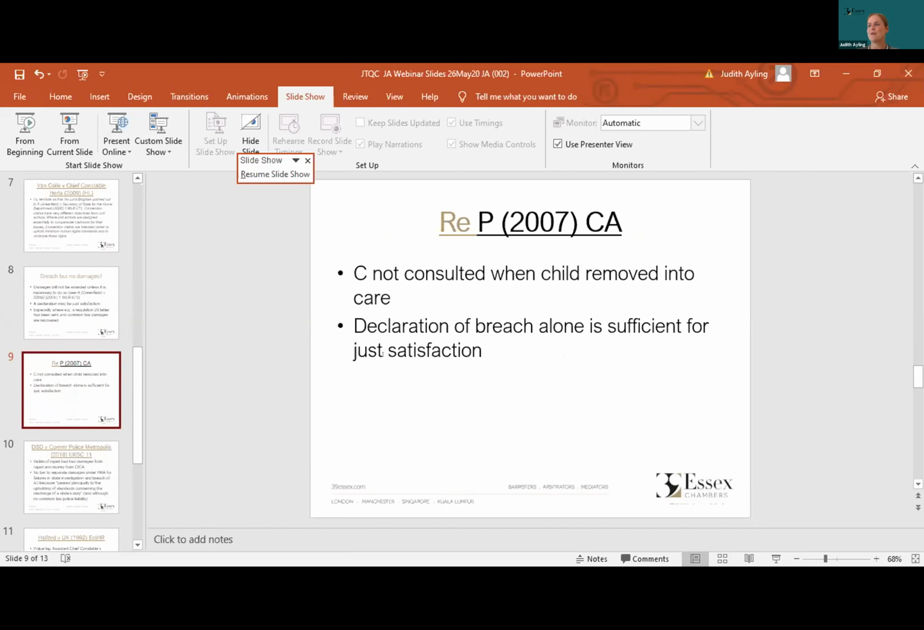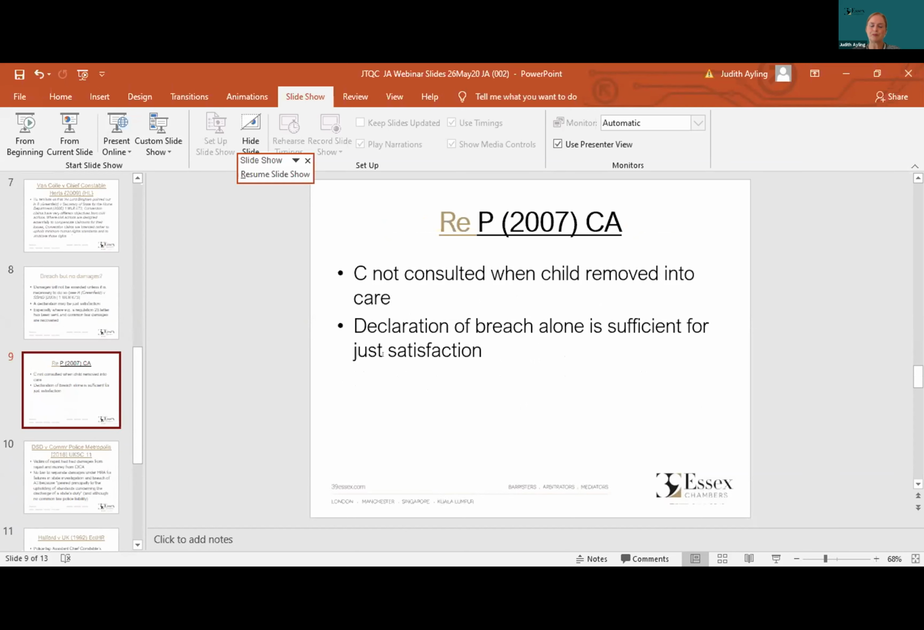Another example that I've given you is this 2007 case of Re P. So this is a case where the claimant's child had been removed into care. The local authority had very clearly breached its duty to consult her when it removed her child into care. She should have been invited to a meeting, and she wasn't.